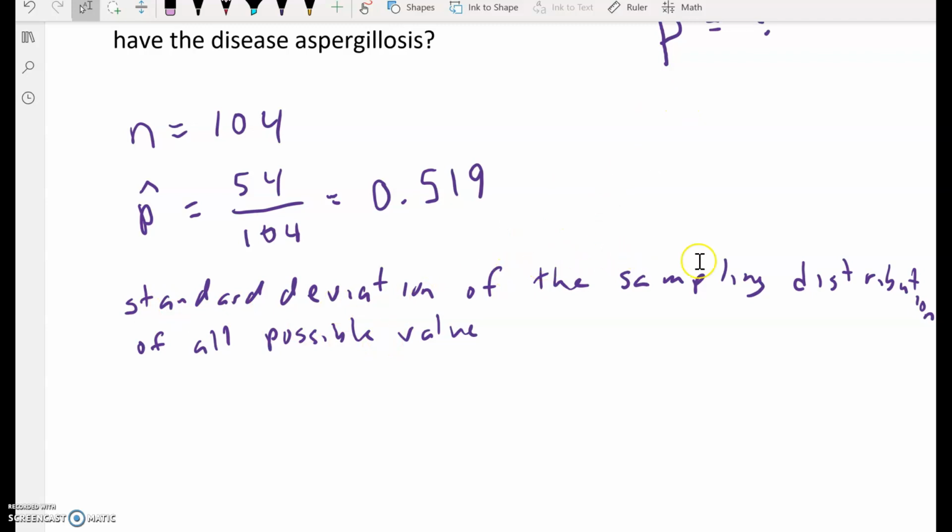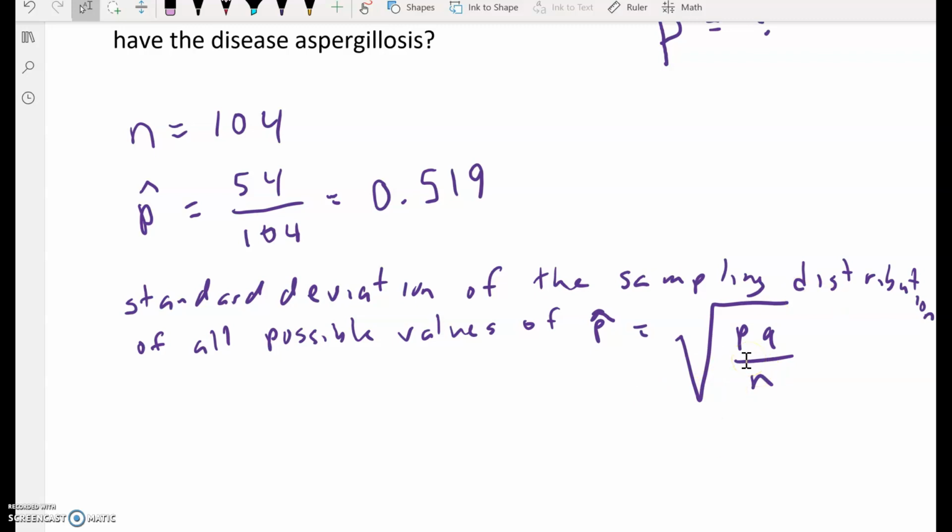Anyways, the standard deviation of the sampling distribution of all possible values of p hat can be computed by that super cool formula you learned about in the last chapter: the square root of p q divided by n. Okay, this is for p hat. In the last chapter, you knew your p, you plugged it in, you did 1 minus p to get q, plugged it in, divided by n, and there you go. You've got your standard deviation.